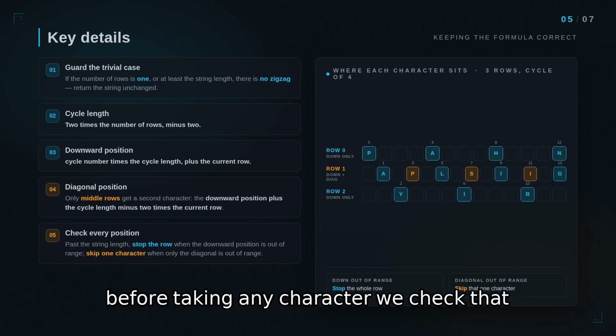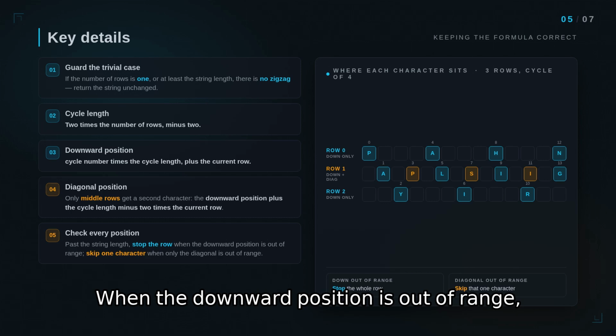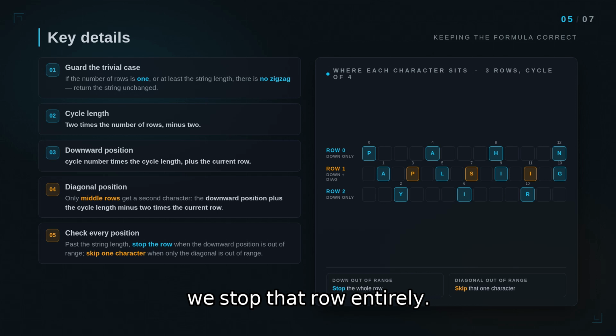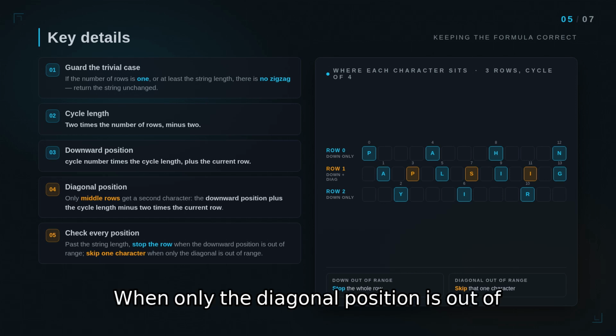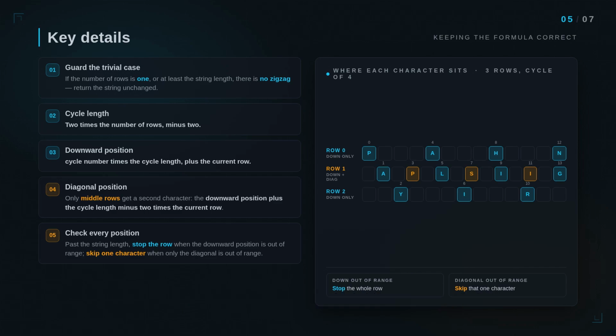Fifth, before taking any character, we check that its position is still within the string. When the downward position is out of range, we stop that row entirely. When only the diagonal position is out of range, we skip that 1 character and move on.